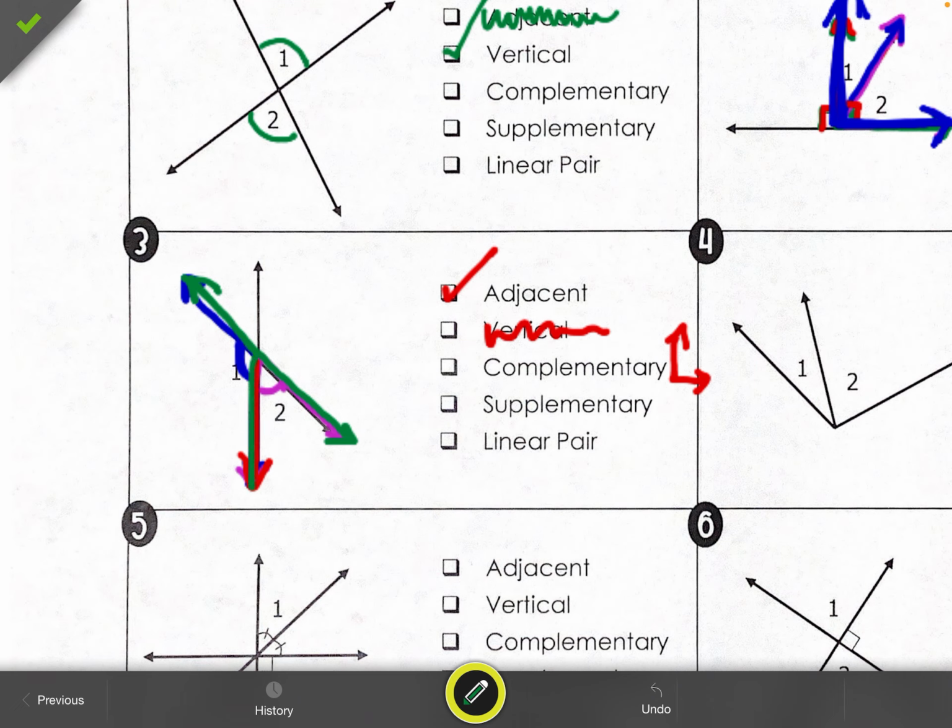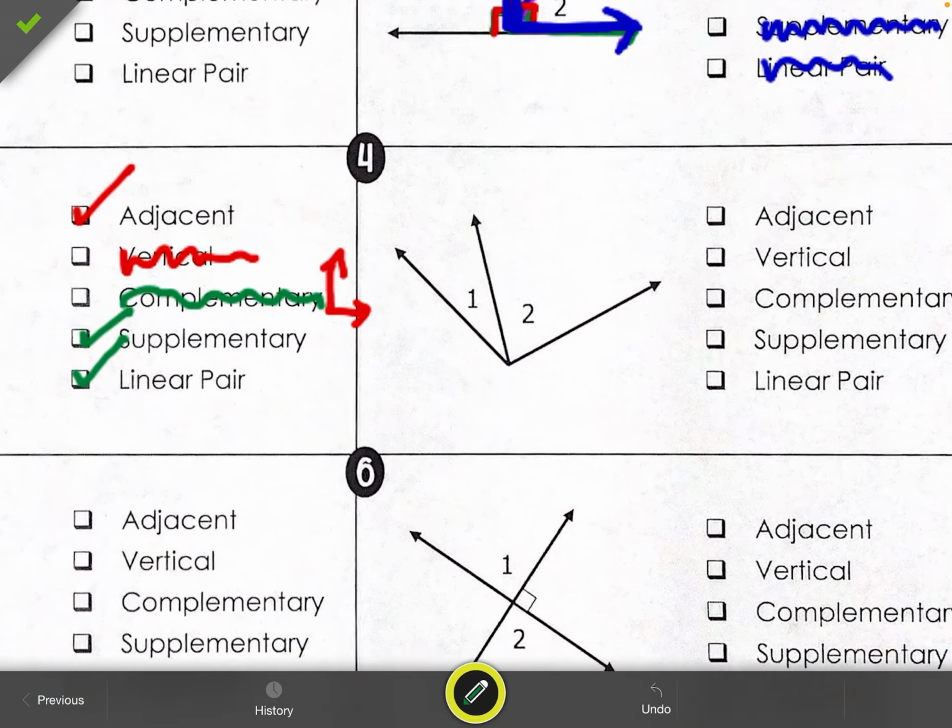Angle 1 together with angle 2 form this straight line, or straight angle. So they are not complementary. They do not make a corner. They make a straight line, so they're supplementary. Now linear pair. Remember, that just says that they are next to each other and make a straight line or a straight angle. And we have already said that's exactly what they do.